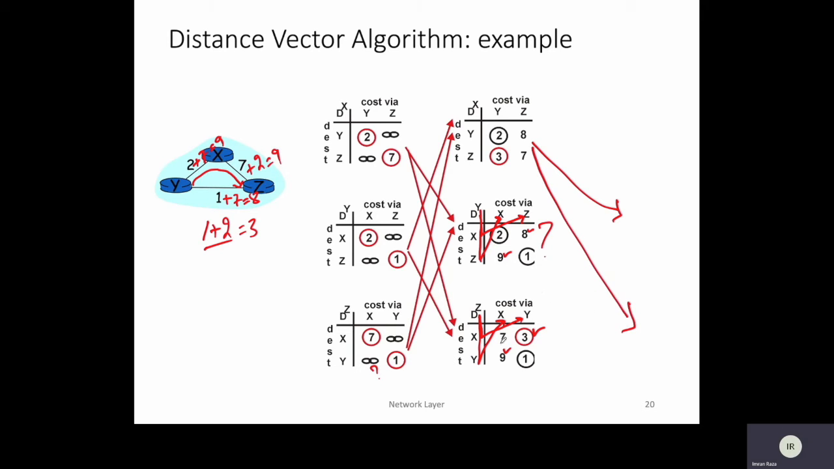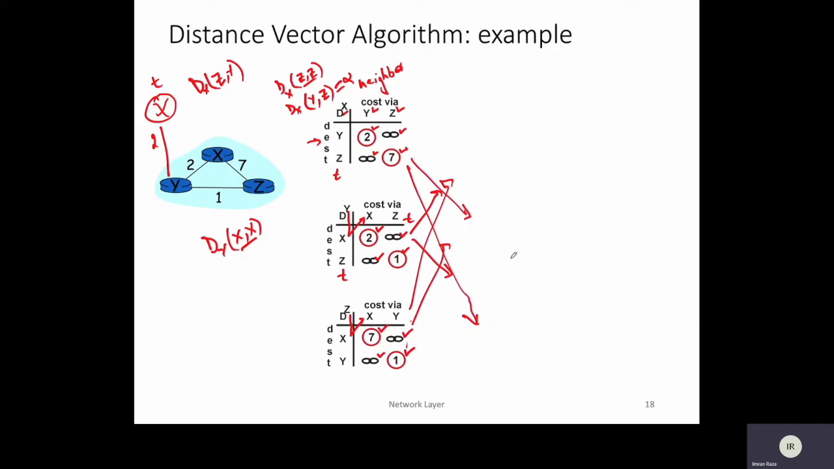So this means X will send update messages to its neighbors, Y and Z. Okay. Is there any least cost change in the table of Z? Yes, there's a least cost change here. The least cost to reach from Z to X has changed from 7 to 3. So this means Z will send update messages to its neighbors X and Y, but there won't be any update messages from Y because the least cost has not changed.